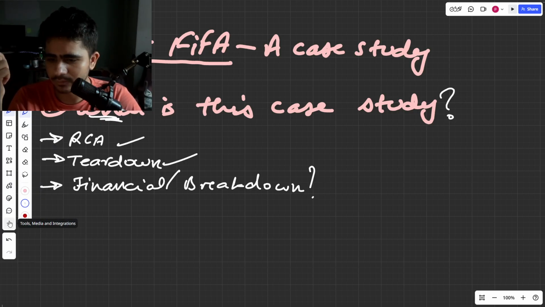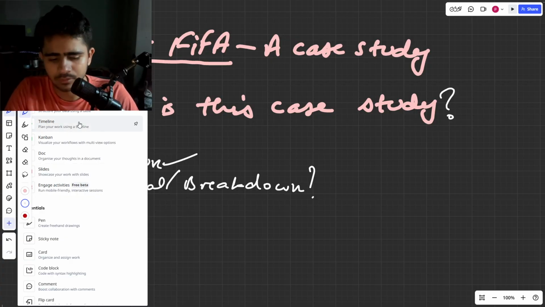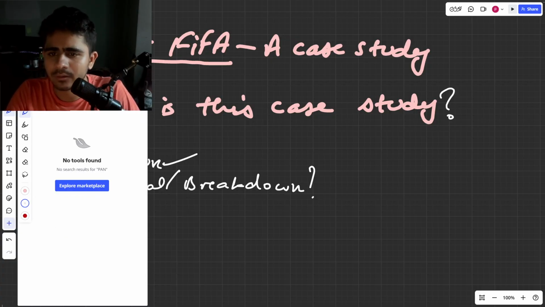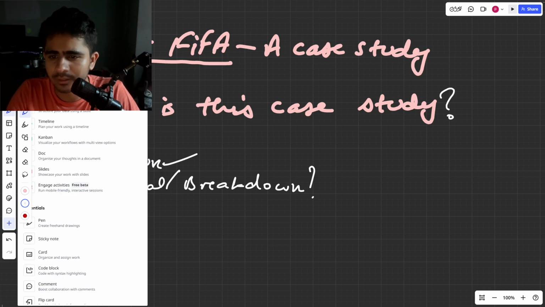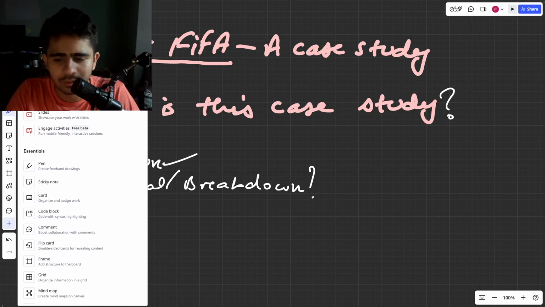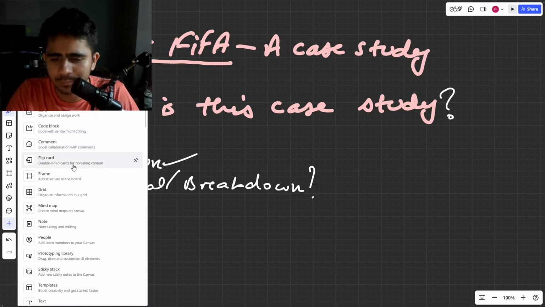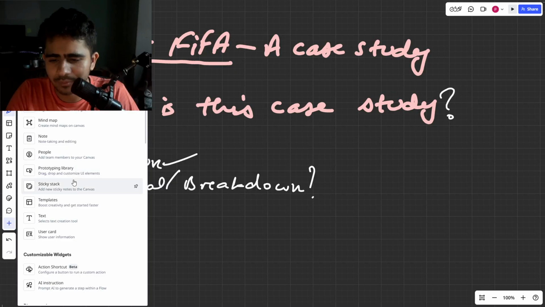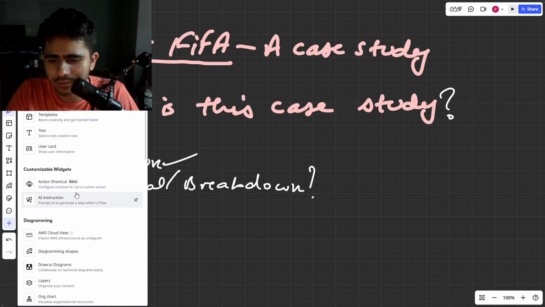Where is the panning tool? Pan. Give me a second. Shapes and lines, sticky notes, format and flows. Hold on. Code block, flip card, mind map, people prototyping, user card, figure a button to run a... I think it was this only.